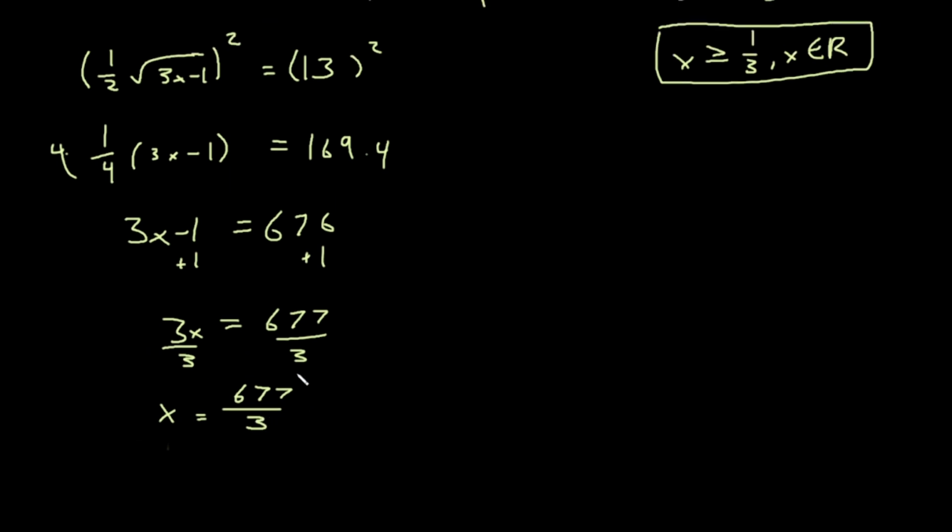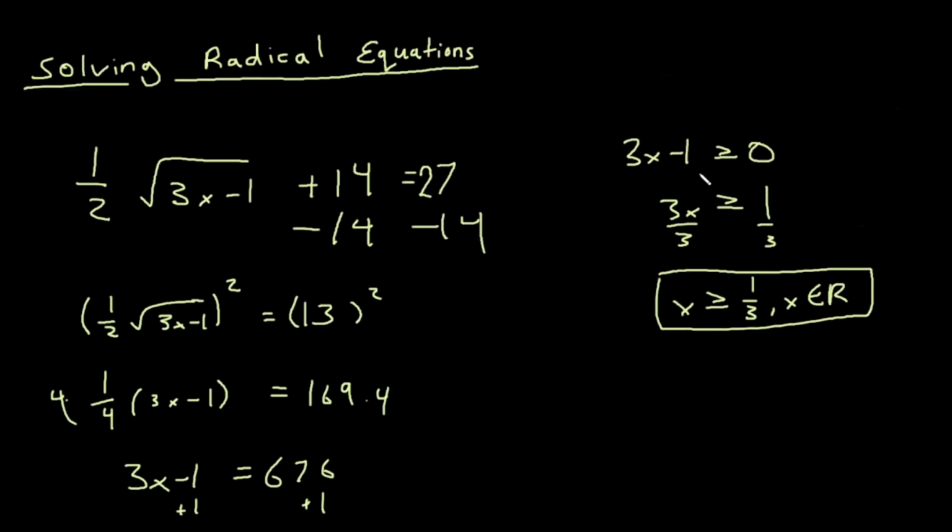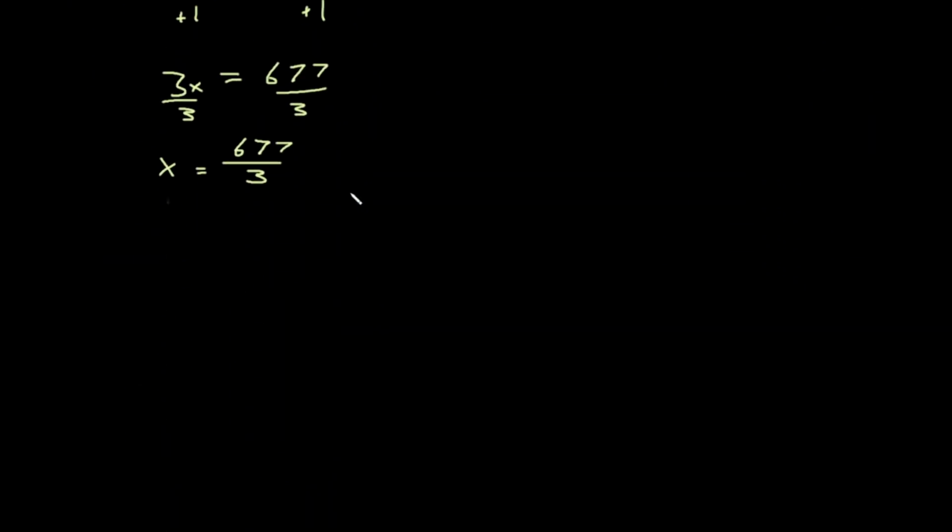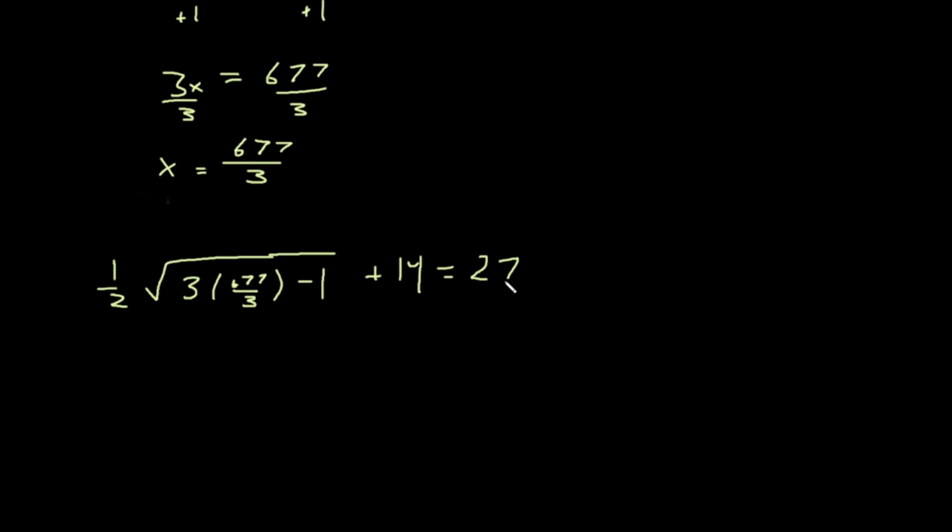Let's check to see if it fits our restriction. 677 over 3 is greater than 1 over 3, so it satisfies that. And let's plug it back into our equation to see what we get. So we have 1 over 2 root 3 times 677 over 3 minus 1 plus 14 is equal to 27.